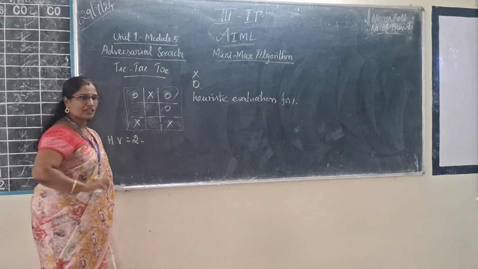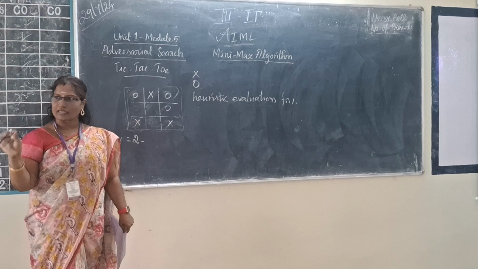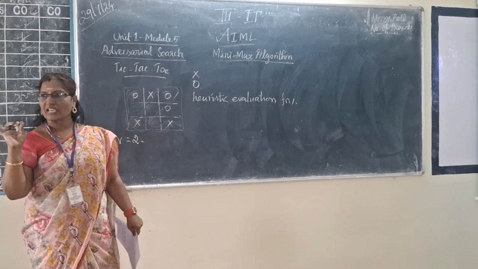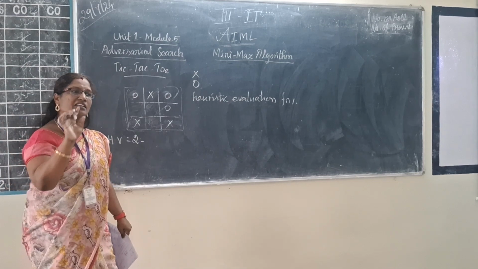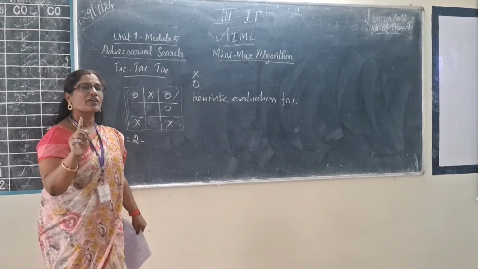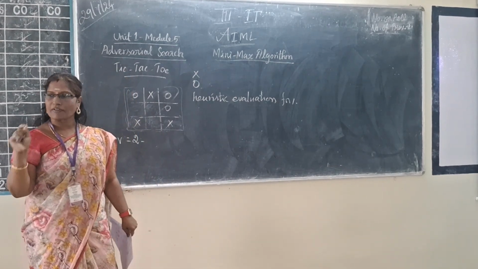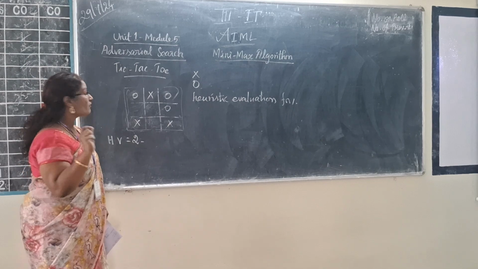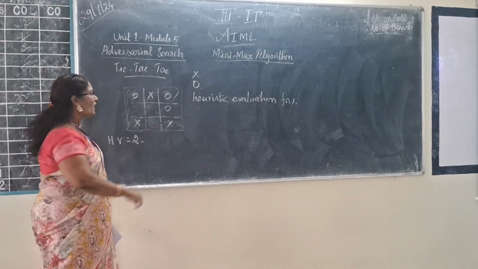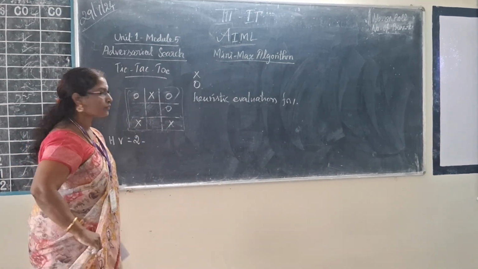2 minus, always the formula to calculate the heuristic value or heuristic function is X to win the game minus O to win the game. X is considered as max, O is considered as min. Please remember, because we are going to start the game with X only, followed by O. So always the formula is X's winning possibilities minus O's winning possibilities.